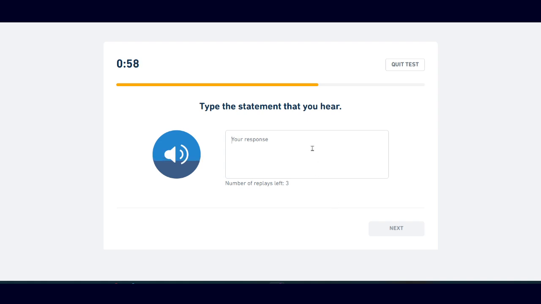Wine is made by the fermentation of the sugar in grapes. Wine is made by the fermentation of the sugar in grapes. Wine is made by the fermentation of the sugar in grapes.